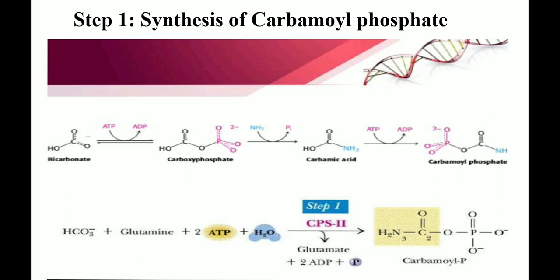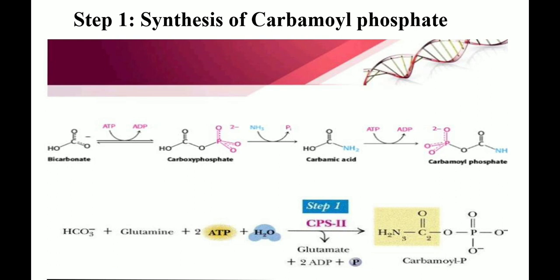Out of the 6 reactions, obviously each requires an enzyme. So out of the 6 enzymes involved in this pathway, 5 are present in the cytosol and 1 is present on the outer surface of the inner mitochondrial membrane. Now we will see how these reactions are carried out and how UMP is synthesized.